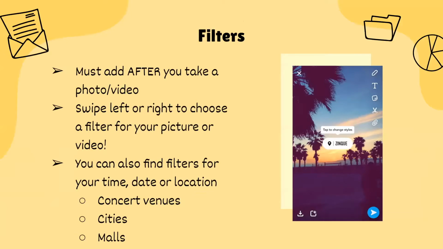Filters. Must add after you take a photo or video. Swipe left or right to choose a filter for your picture or video. You can also find filters for your time, date, or location, like concert venues, cities, and malls.